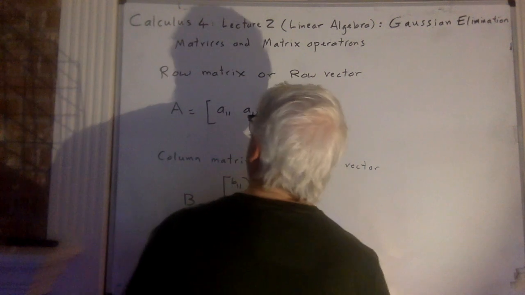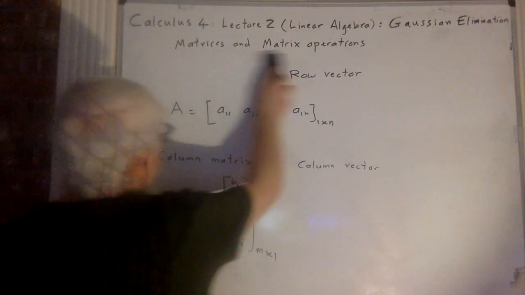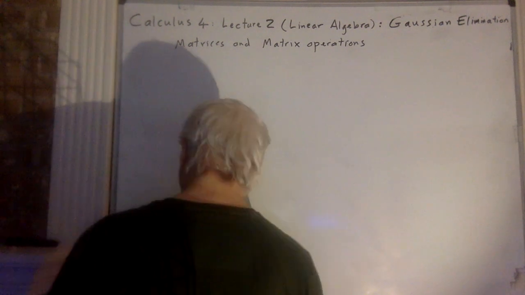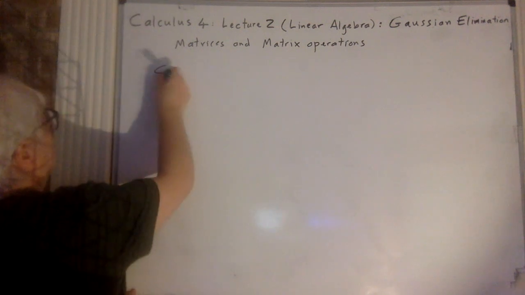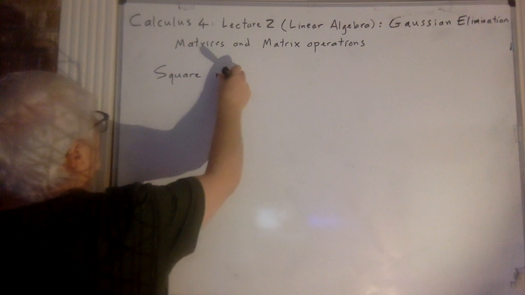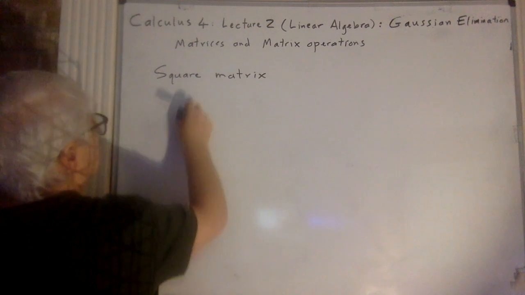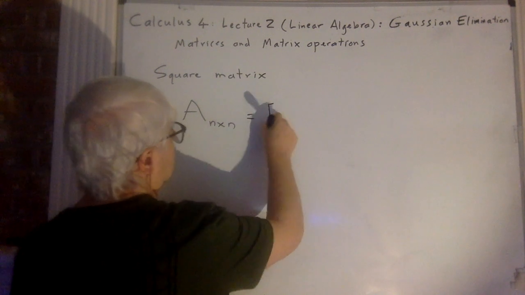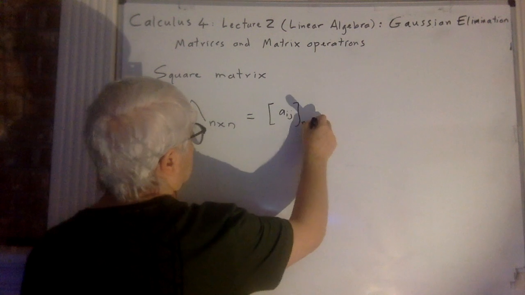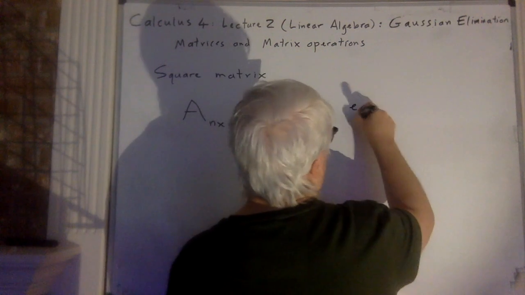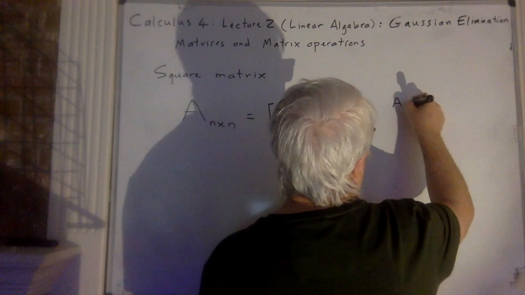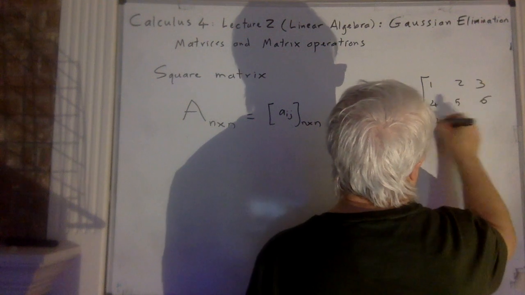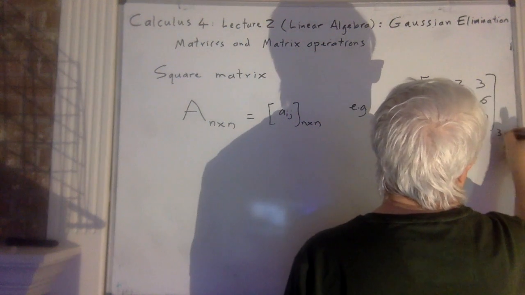So I should also introduce other matrices here. So square matrix. This one is a square matrix. So square matrix, let me write it here, n by n, a_ij, n by n. So for example, this is a square matrix: 1, 2, 3, 4, 5, 6, 7, 8, 9. That's 3 by 3.